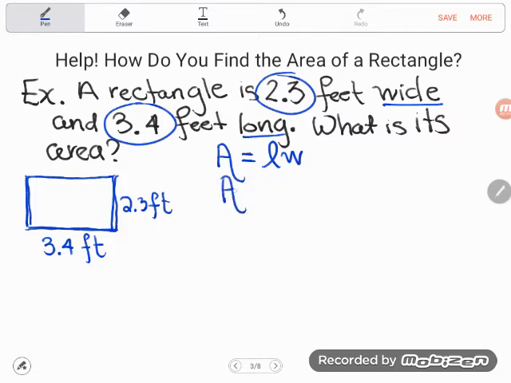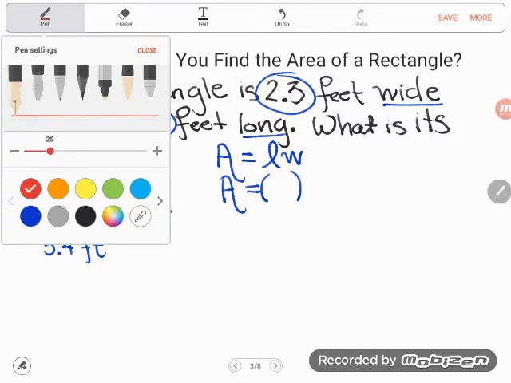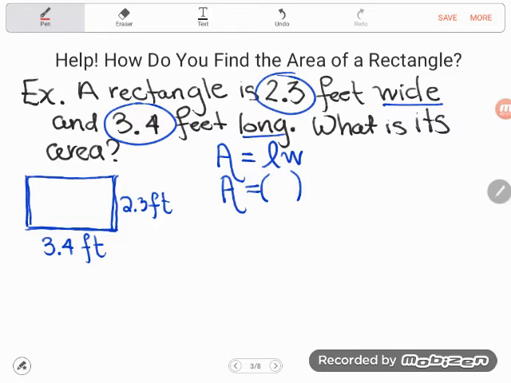So I don't know the area. It'll stay A. Equal sign will stay equal. But I do know the length. I'm going to replace the letter L with its known value. So we said the length was 3.4, so I'll replace it with 3.4.